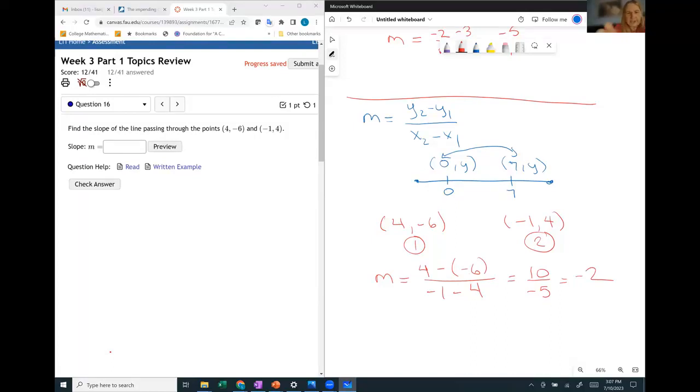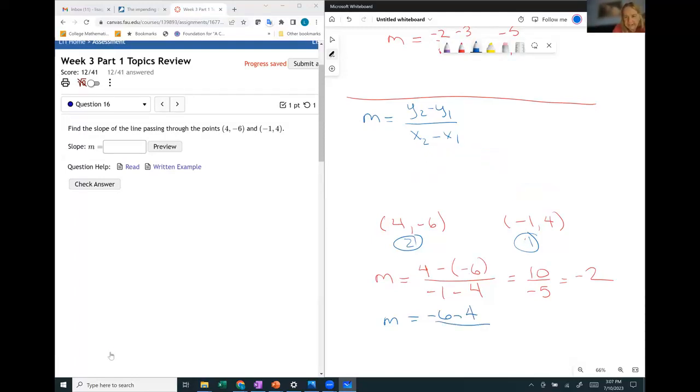Or let's change it. Now we'll make this one 2 and this one 1. So I'll have m equals y2 minus y1 over x2 minus x1. This equals -10 divided by +5, which is still -2. Notice the negative sign changed where it was, but it's still -2. It doesn't matter how you work it out. I promise.